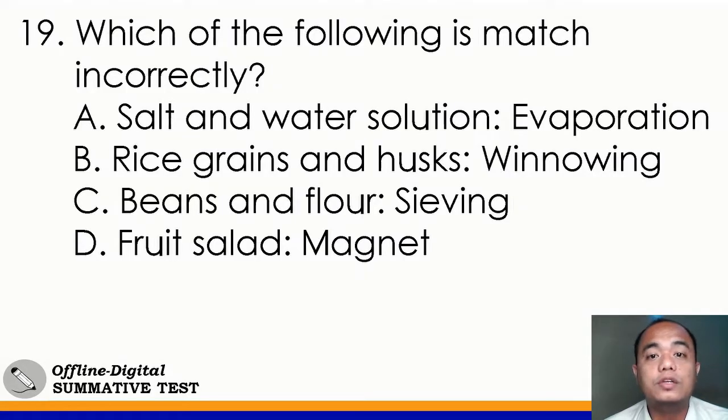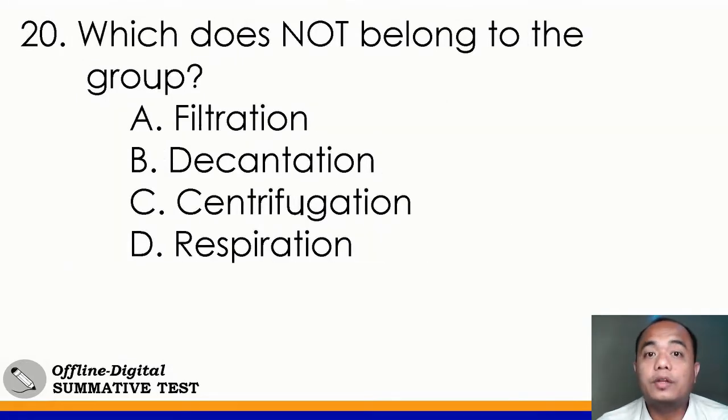Number 19. Which of the following is matched incorrectly? A. Salt and water solution, evaporation, B. Rice grains and husk, winnowing, C. Beans and flour, sieving, or letter D. Fruit salad, magnet. The correct answer is letter D. Fruit salad and magnet.